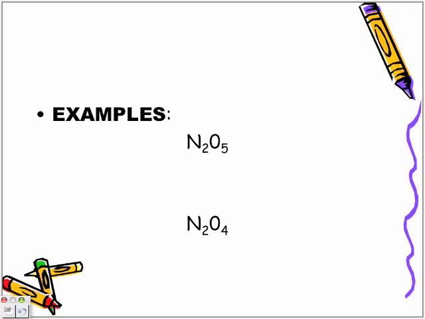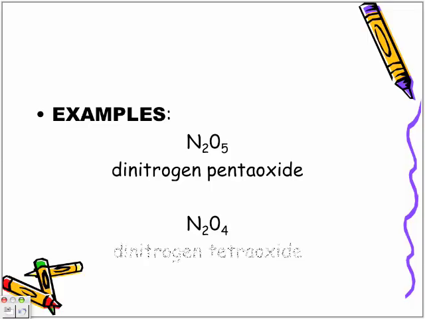Now examples, N2O5, N2O4. Here are a couple of examples that you might come across. Notice the bottom one, N2O4. Normally we would simplify it, but because we said covalent, you do not simplify. Okay, because they're both non-metals. So, we have here what we call dinitrogen pentaoxide, dinitrogen tetroxide.